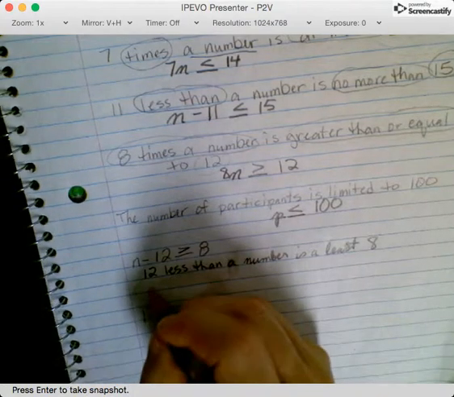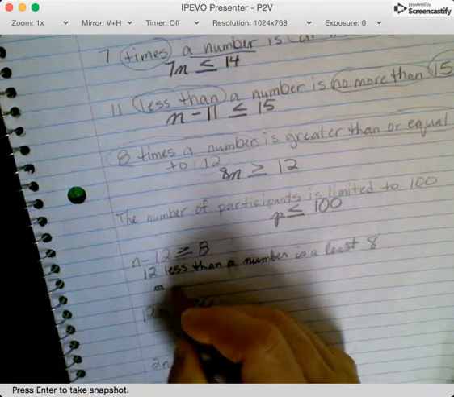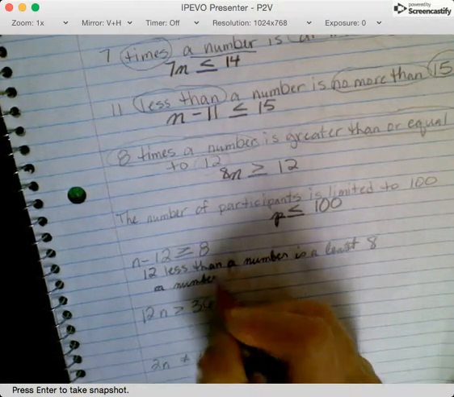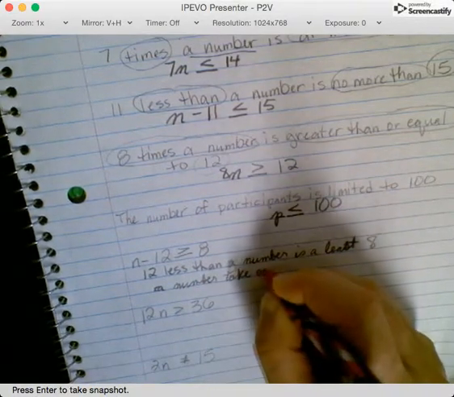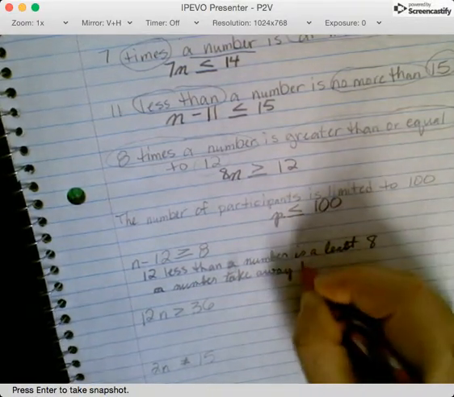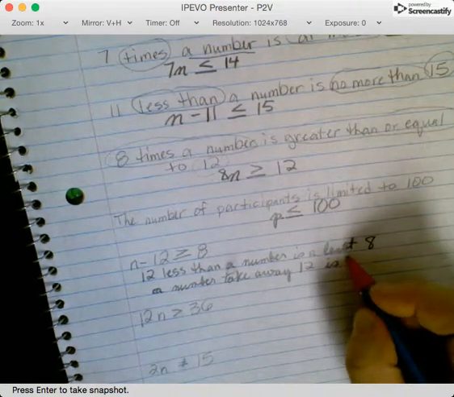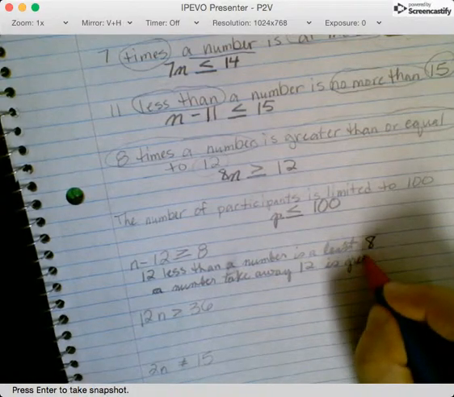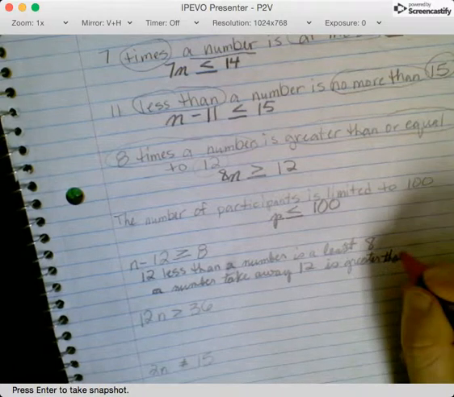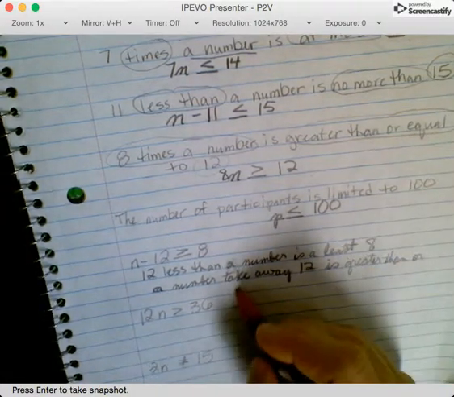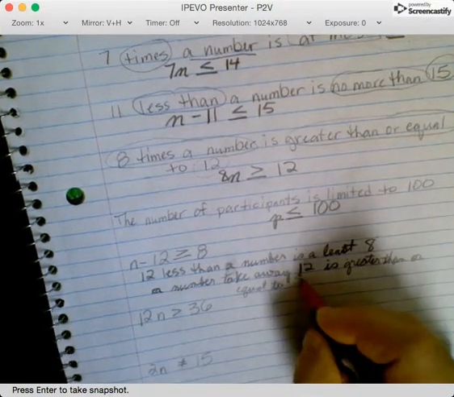Now I could have said n or a number, take away 12 is greater than or equal to 8. I could have said that also. There's multiple ways you could say these same things. Okay, just pay attention to your chart with your keywords and use those. And then 8 here.